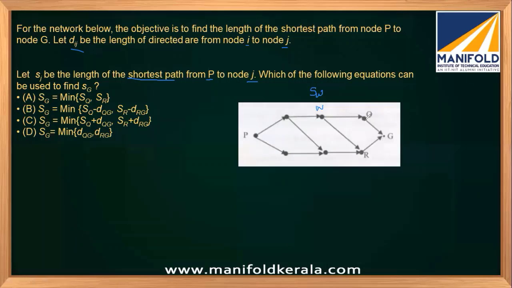Similarly, what will SQ be? SQ means the shortest path from P to Q. So this will be SQ. Similarly for SR, the shortest path from P to R. For this, it is very straightforward. For R, there are multiple ways to reach R, right? There are 3 ways to reach R. Among those, whichever is the shortest will be taken as SR. So that is the meaning of this. We understand these terminologies.